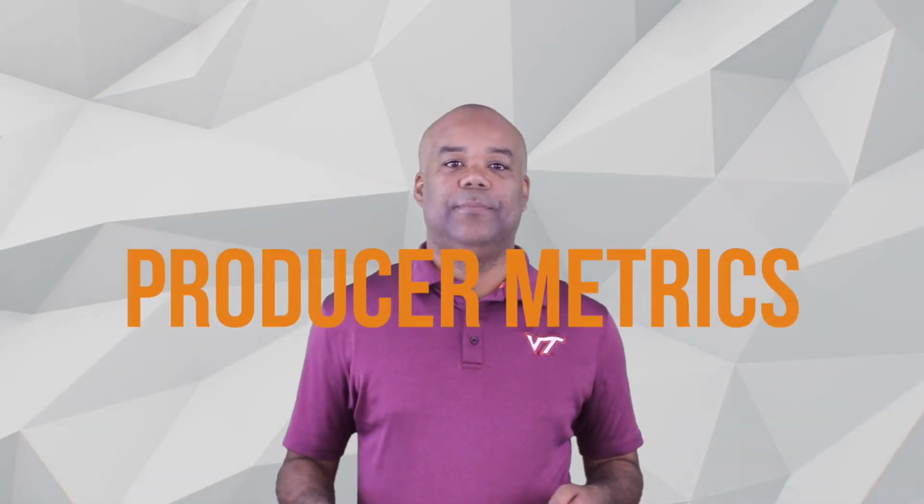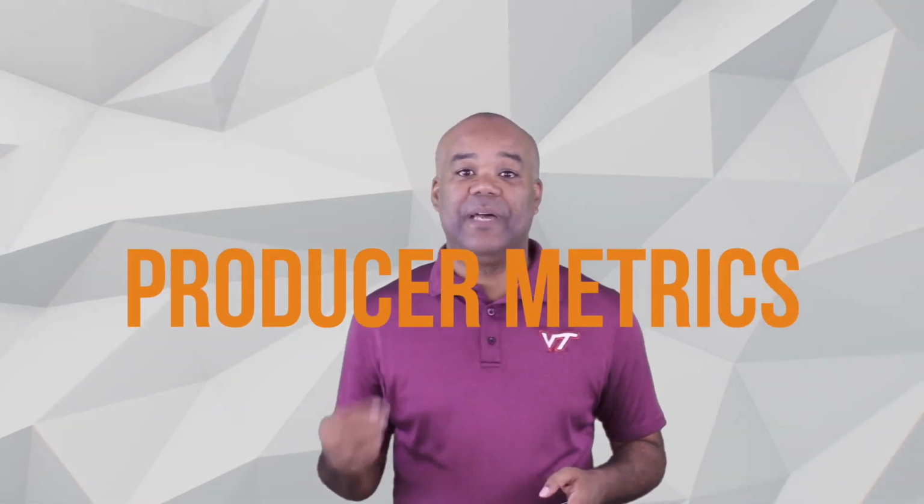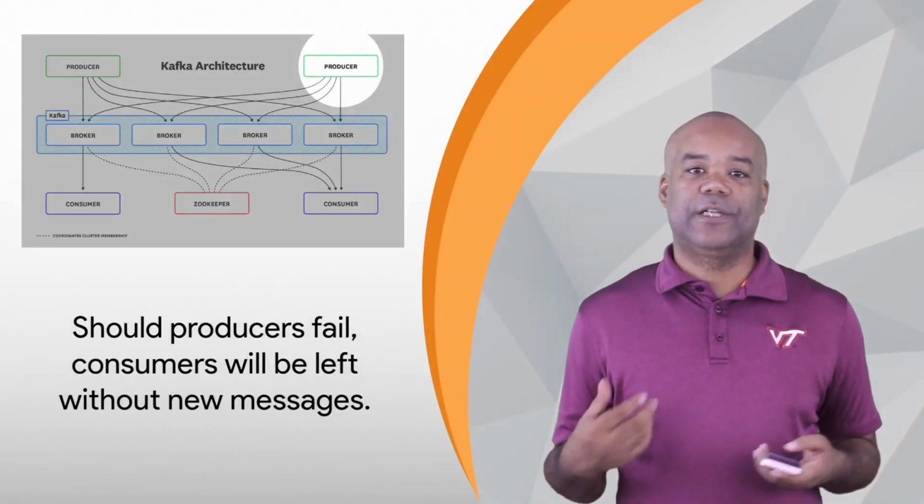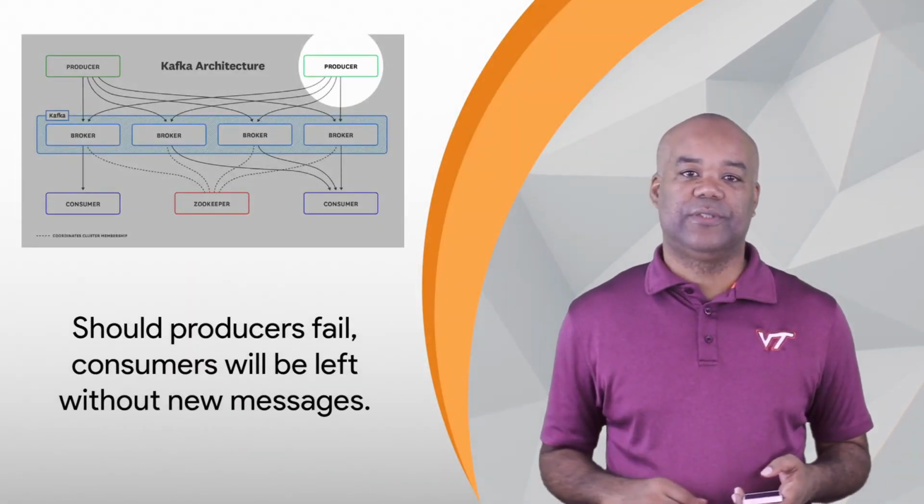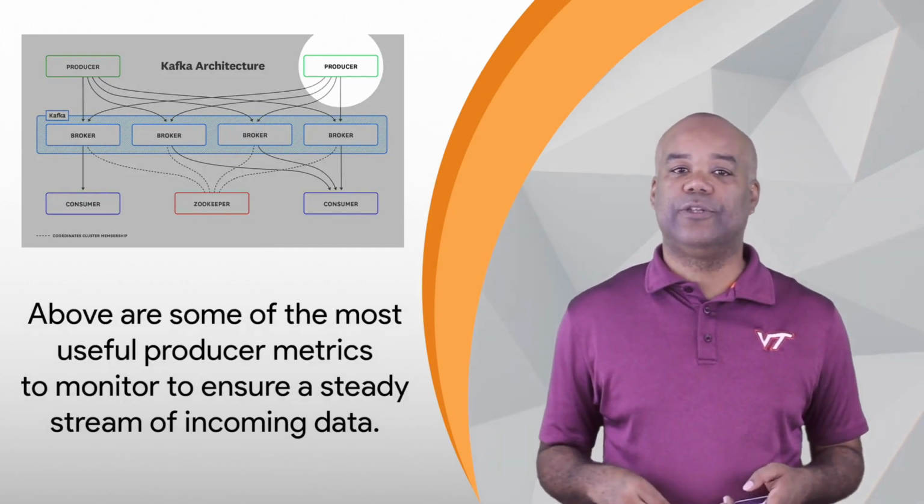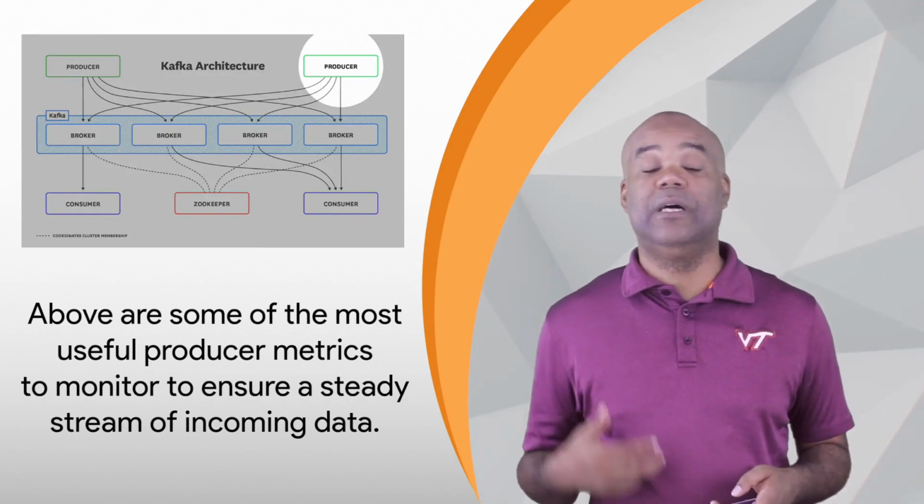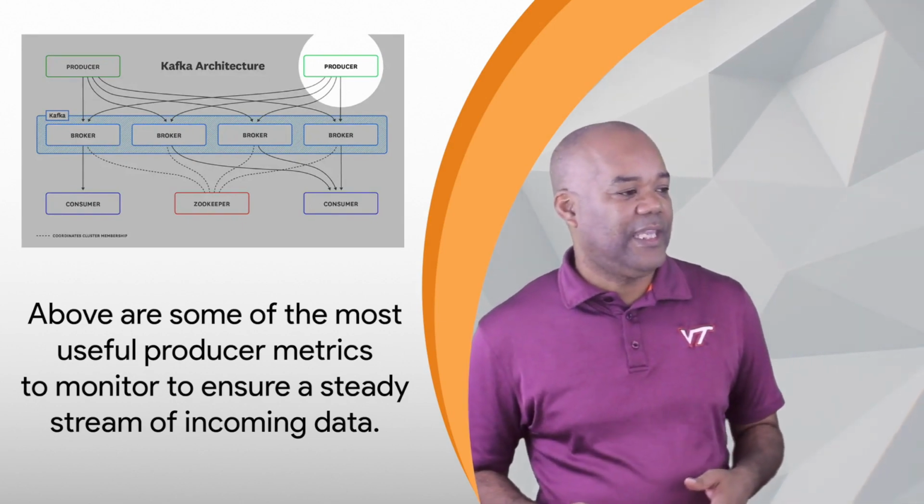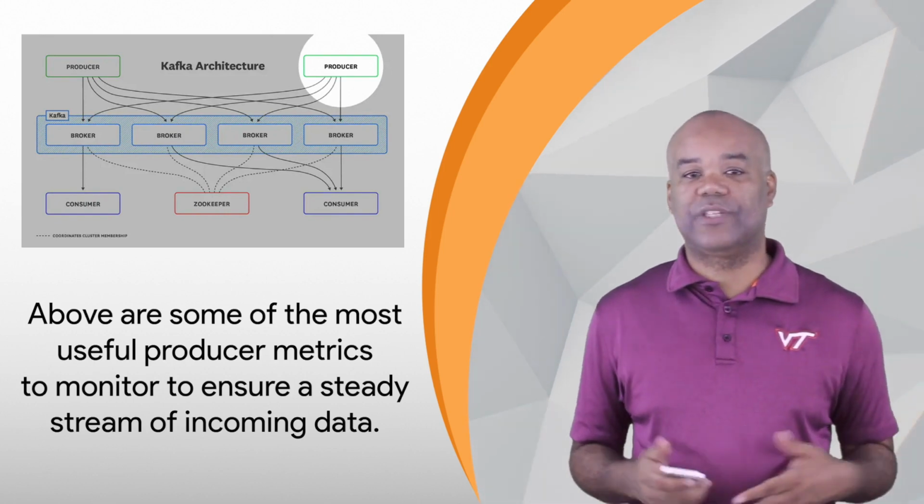Kafka producers are independent processes which push messages to broker topics for consumption. And should producers fail, consumers will be left without new messages. And on your screen, you're going to see some of the most useful producer metrics to monitor to make sure that there's a steady stream of incoming data. So let's investigate some of the key producer metrics and what they do.